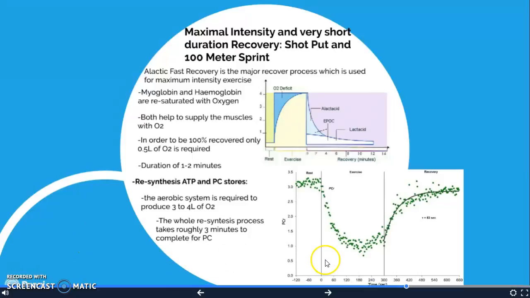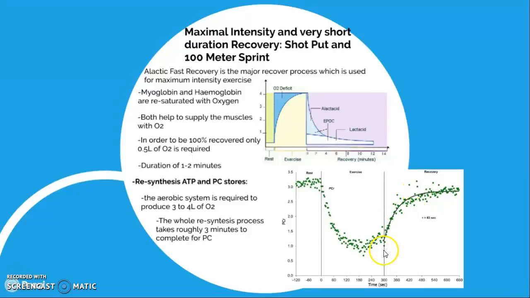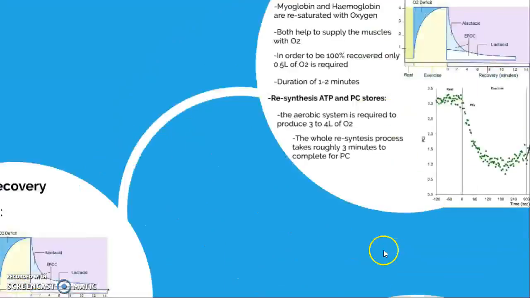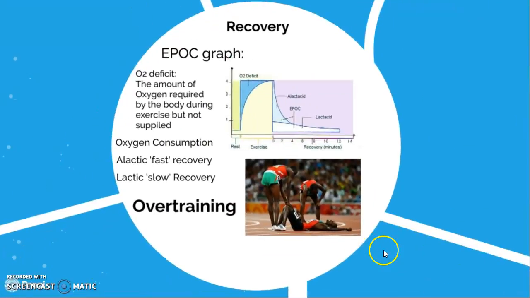We can see here in the graph, there's a quick increase in the amount of PC straight after exercise. This then tails off as it becomes more resynthesized, and the ATP and PC system become perfectly fine again.